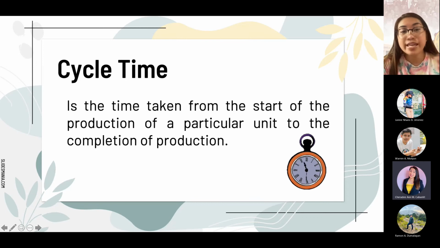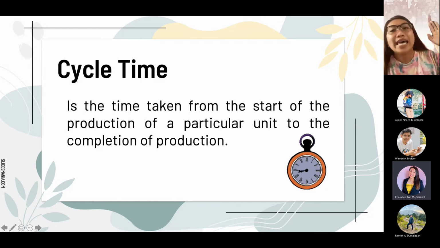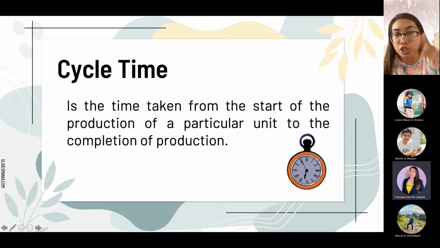Now, cycle time, as we know, is the time taken from the start of the production of a particular unit to the completion of a product. So its unit of measure is minute per unit, hour per unit, seconds per unit. So it's a time period per unit. It is computed that way because we want to know how much time it requires for that product to be finished from start to end, and it's computed per product. So for example, if you are producing product A and it takes 30 minutes to do that, the cycle time for product A is 30 minutes per unit.